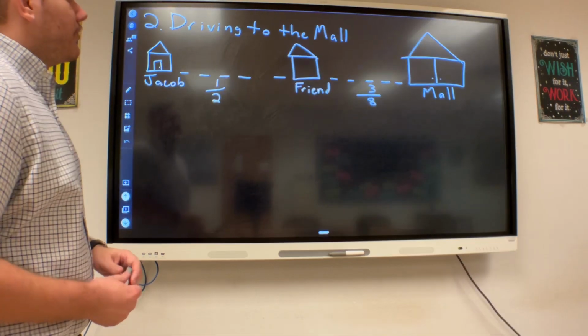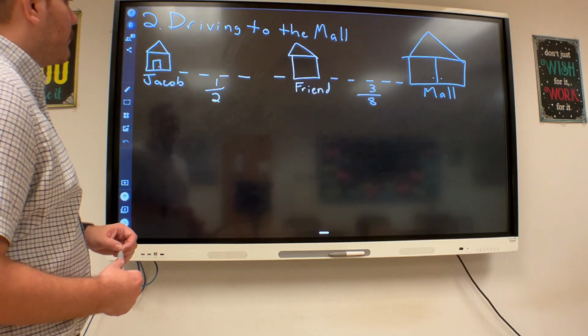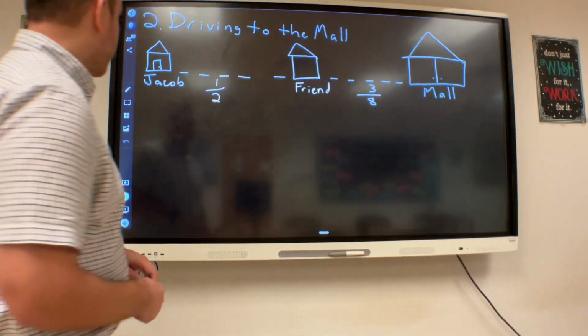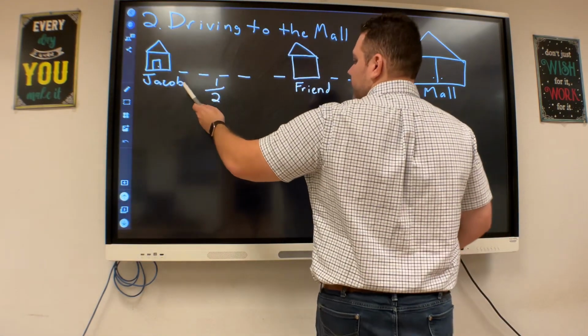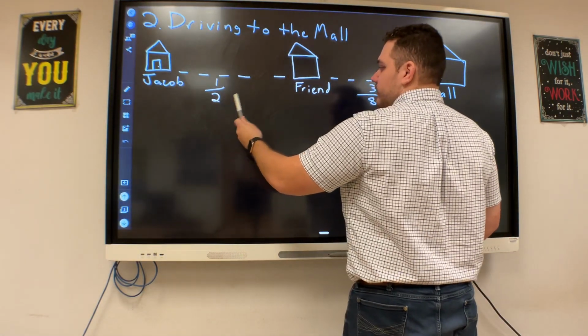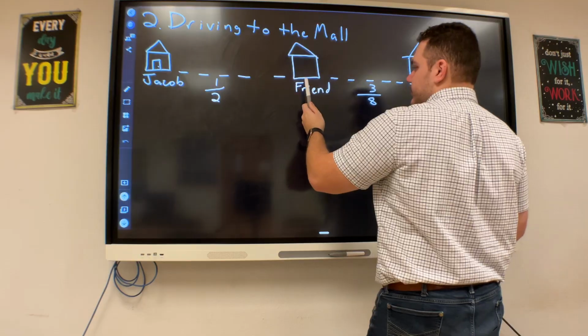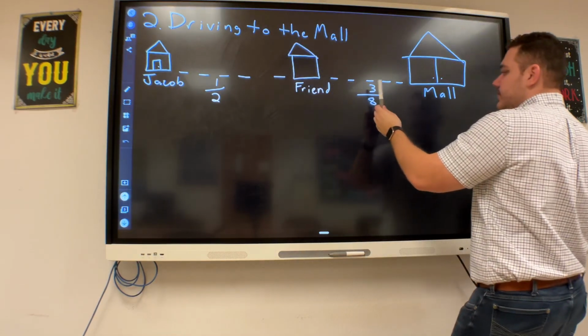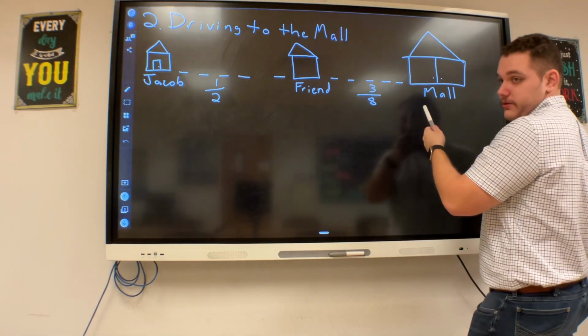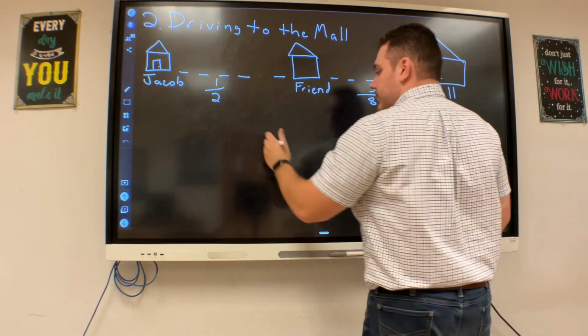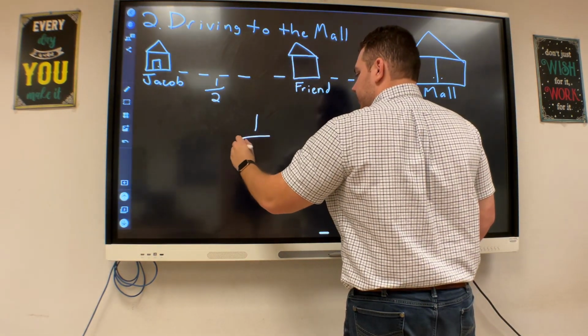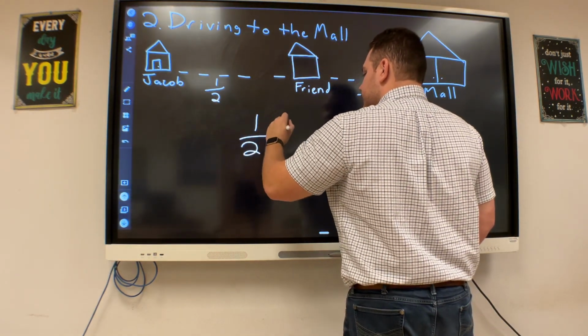And so now number 2 is a separate problem, and we're driving to the mall. So we have this guy, Jacob, and he's going to drive 1/2 mile to his friend's house and pick him up. And then they're both going to drive 3/8 of a mile and go to the mall and go see what they can find. And so we need to add these.